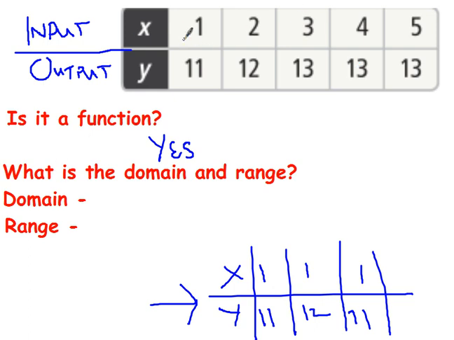Each and every single one, like the input of 1, has one output. The input of 2 has its own output. The input of 3 has one output. The input of 4 has one output. The input of 5 has one output. So it is a function.